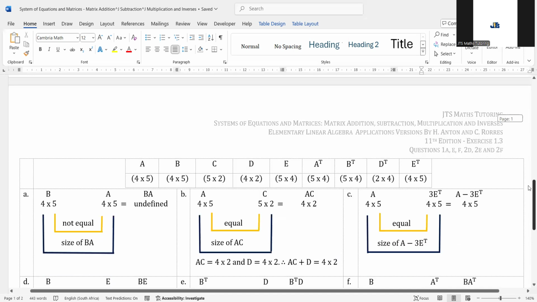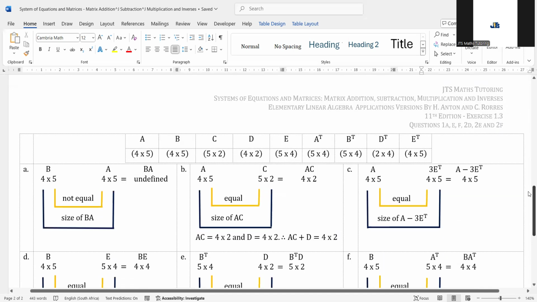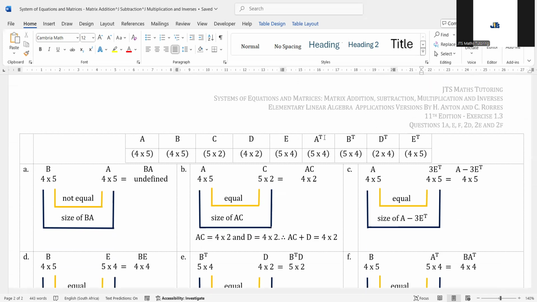Right. So A is a 4x5, B is a, we have already discussed that. Now you can also see that we actually have a transpose. What is the transpose of a matrix? It's simply when you switch the rows and the columns.